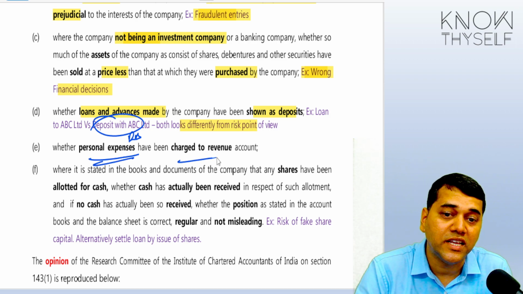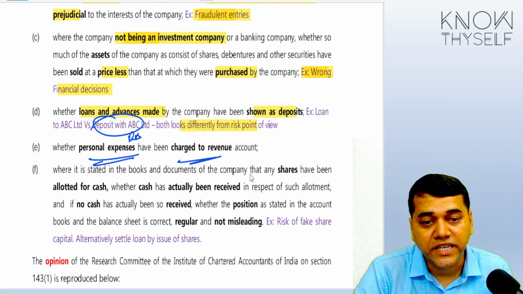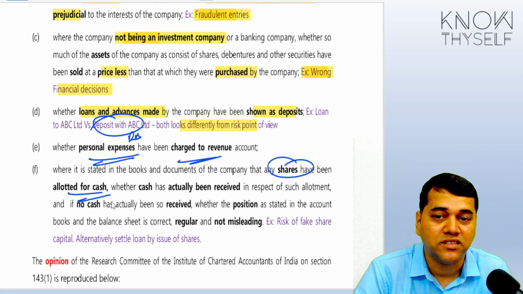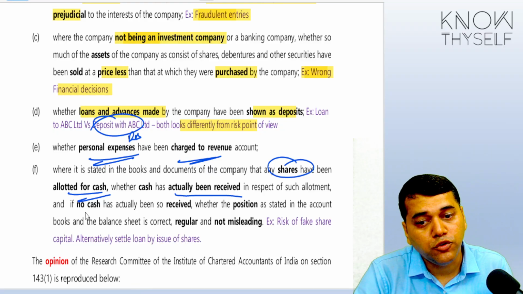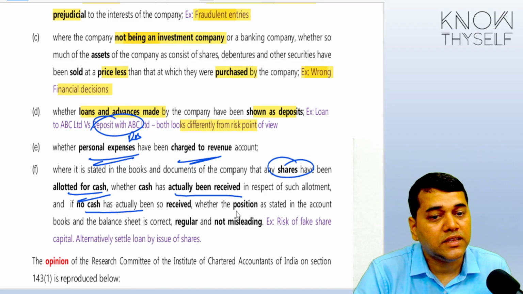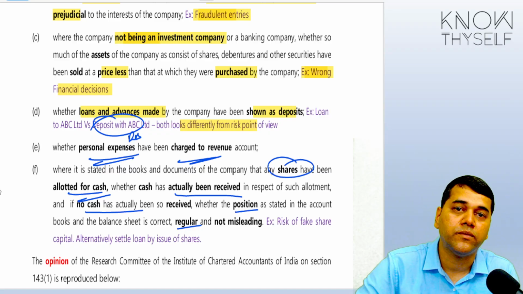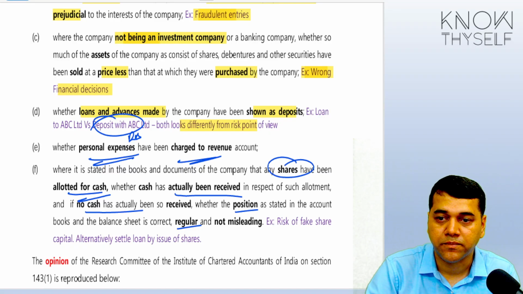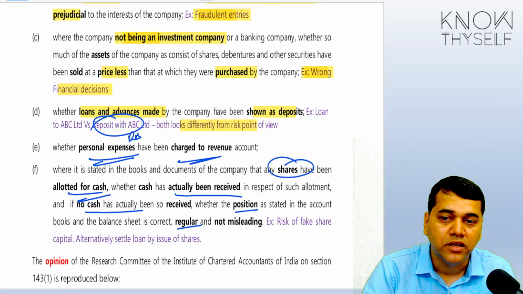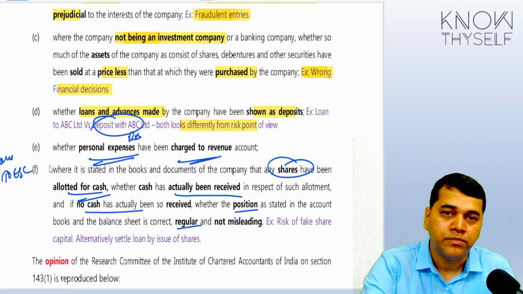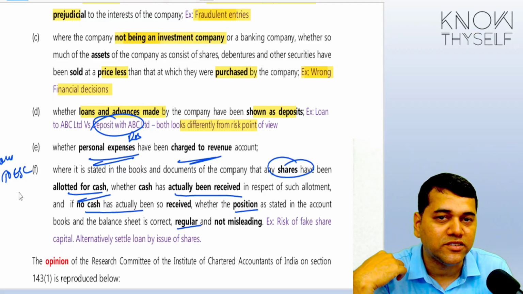Have you charged any personal expenses to the revenue, director's personal expenses and all? And if you have stated that the shares have been issued for cash, have you really received the cash? Or if no cash has been received, whether the position stated in the balance sheet is regular and not misleading. For example, students, you had a loan and some restructuring happened. Instead of paying the loan by cash, you agreed to issue equity shares. So what journal entry do you pass? Loan account debit to equity share capital. Now, in the balance sheet, how do you disclose it? Is cash received?